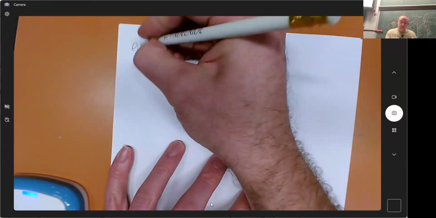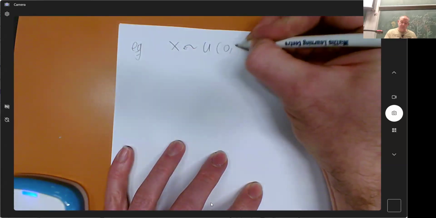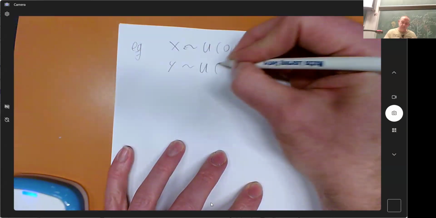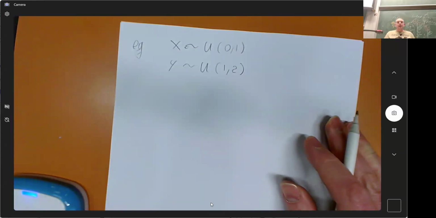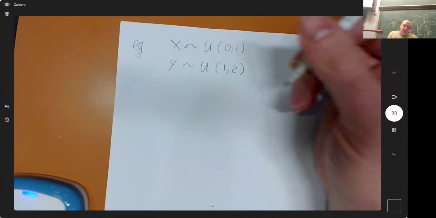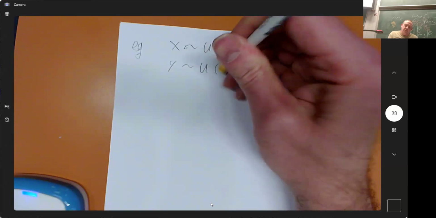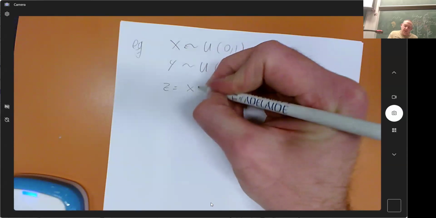I see something very interesting in the work. I'm going to do the example I was going to do anyway, because I want to show you something. All right. X is going to be something from 0 to 1. Y is going to be a uniform distribution from, let's do from 0 to 2. And Z is going to be X plus Y.